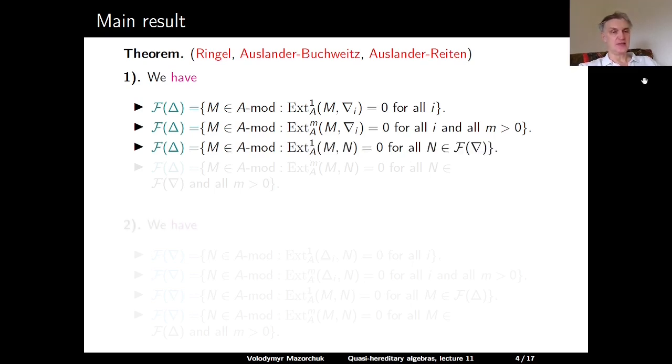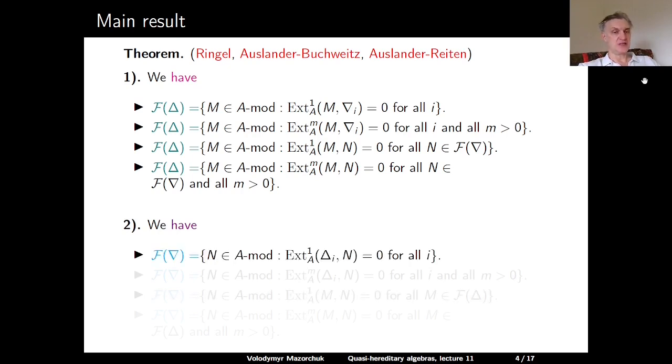Also, F(Delta) coincides with the category of all A-modules M for which the first extension to any module with costandard filtration vanishes. And finally, F(Delta) coincides with the category of all A-modules M for which all extensions of positive degree into all modules with costandard filtration vanish. So here we have various descriptions of the category F(Delta). And claim 2 of the theorem is a similar statement for F(Nabla).